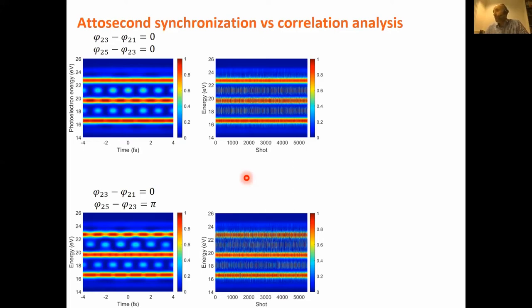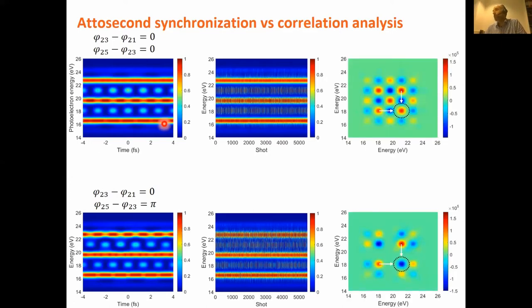But actually, this is not, in the end, a critical problem, because as soon as we can measure these traces, the physical information contained in this picture is exactly equivalent to the physical information contained in this one, because what we can do is to perform a correlation analysis, or a covariance analysis, if you prefer. So what you can see here in the last plot on the right, as a function of the energy on the X and the Y axis, is how the different parts of this photoelectron spectra are correlated to each other.